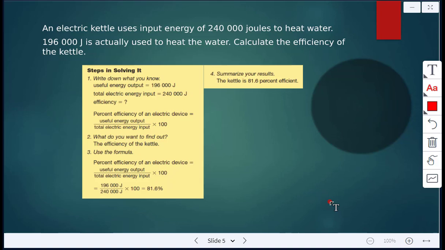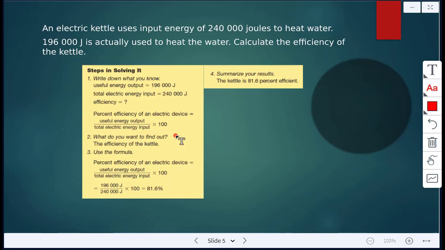All right, so we're going to use our four-step method again to solve these problems. We'll start with what do you know? So we know that the energy output is 196,000 joules, and we know that the total energy that was input is 240,000 joules. And what are we trying to find? We're trying to find out the efficiency of the kettle.